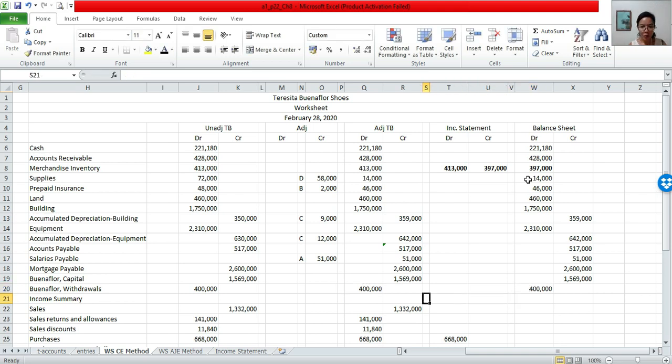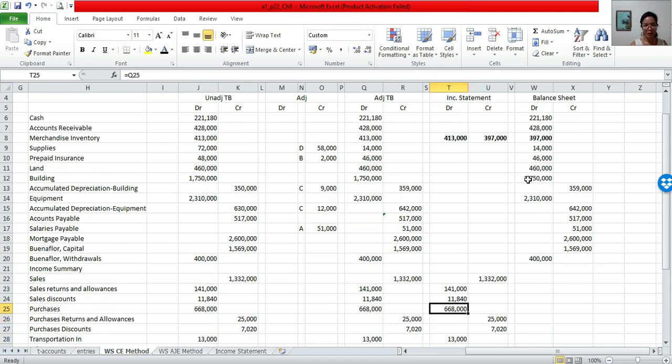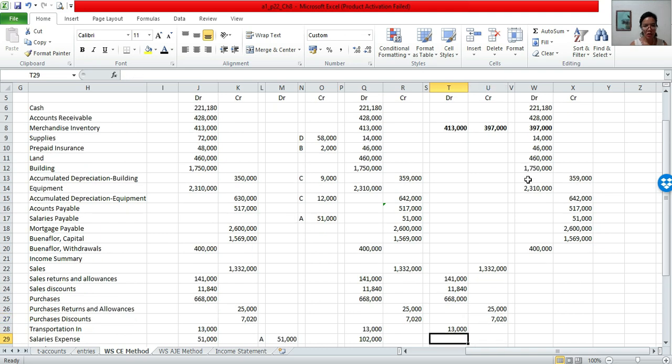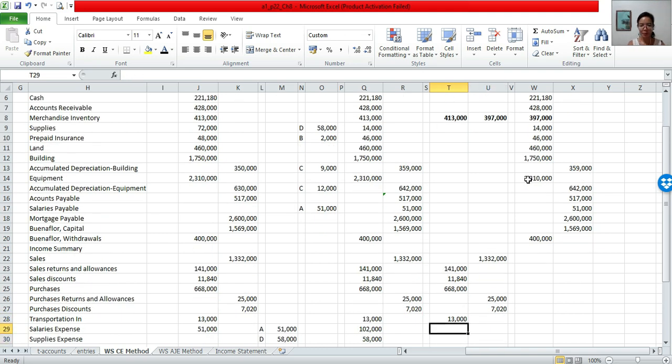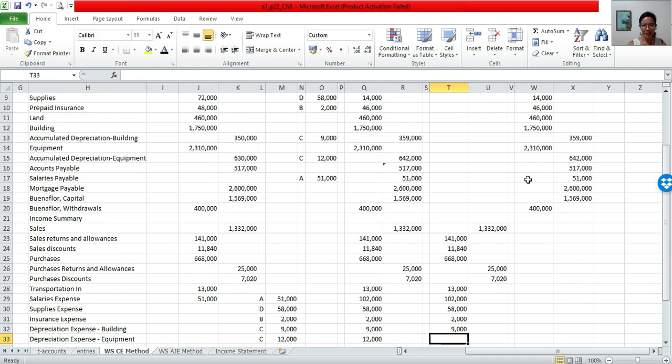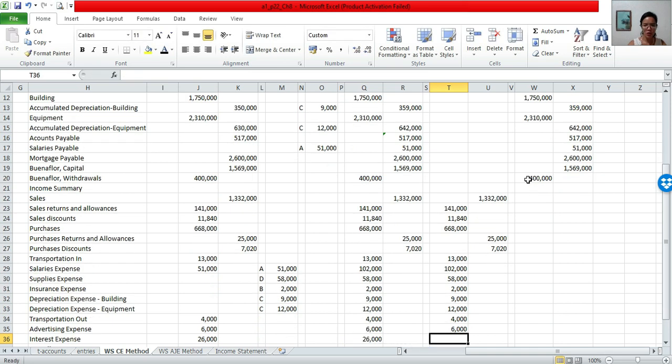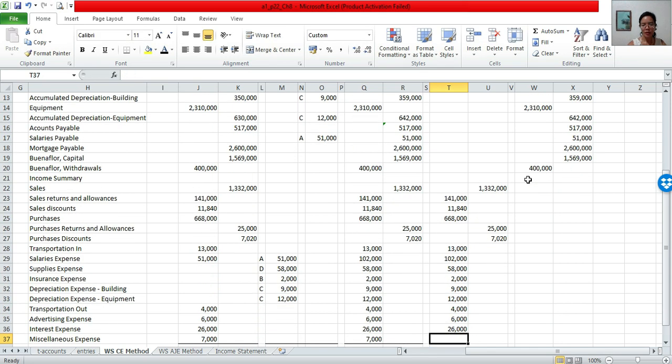Okay, then afterwards we are going to start extending to the income statement columns. So we have sales, and then we have sales returns, sales discounts. Of course, we've already extended purchases and purchase returns and transportation in when we illustrated it a while back. And then we have salaries expense, supplies expense, actually all of the expenses now at this point, right? So just extend those from the adjusted trial balance columns. All right, there we go.